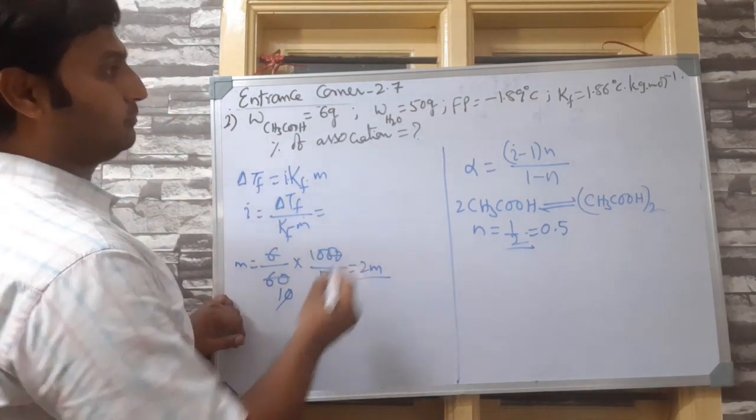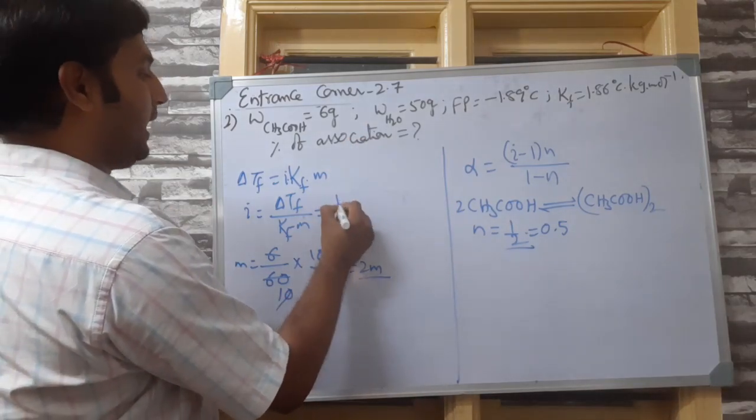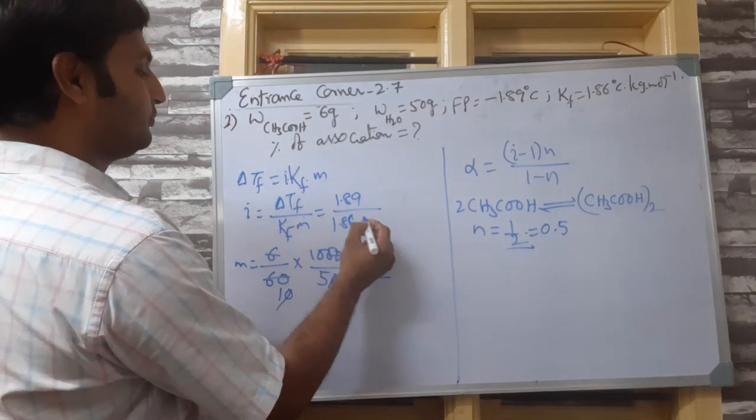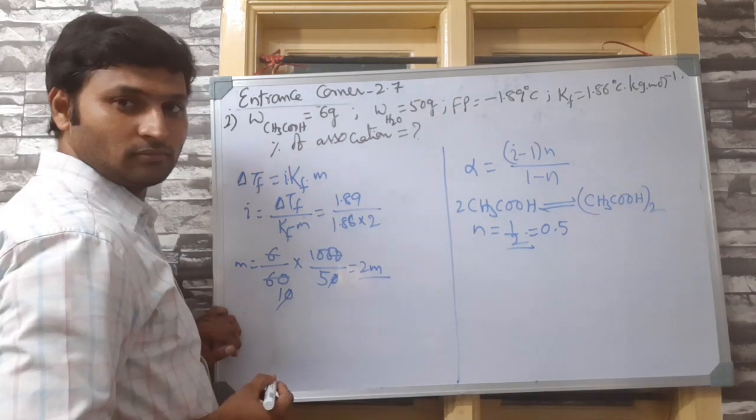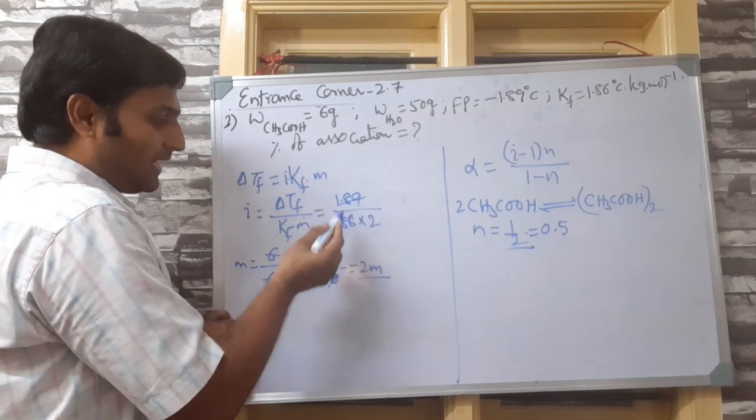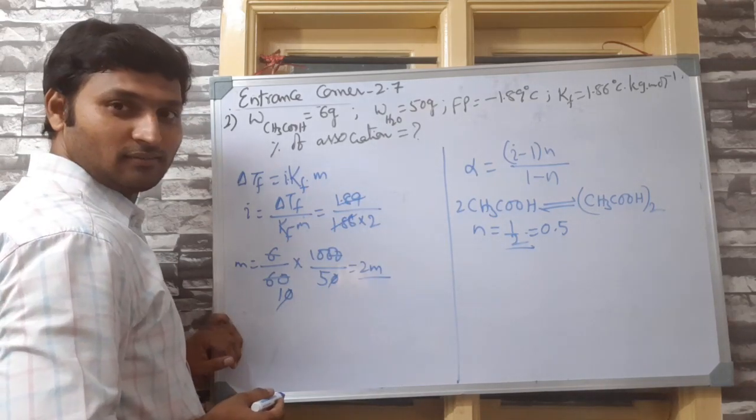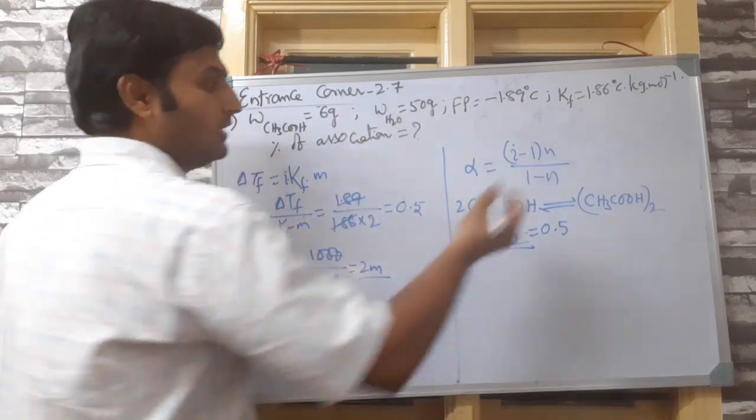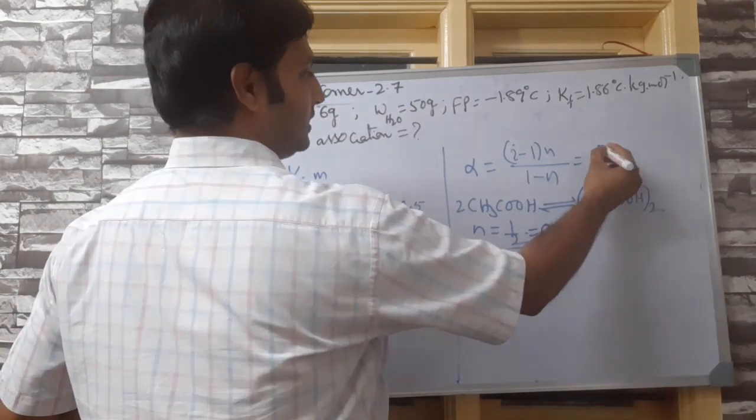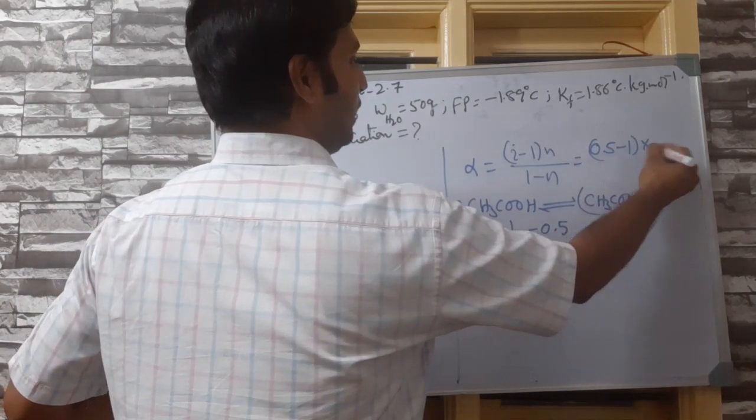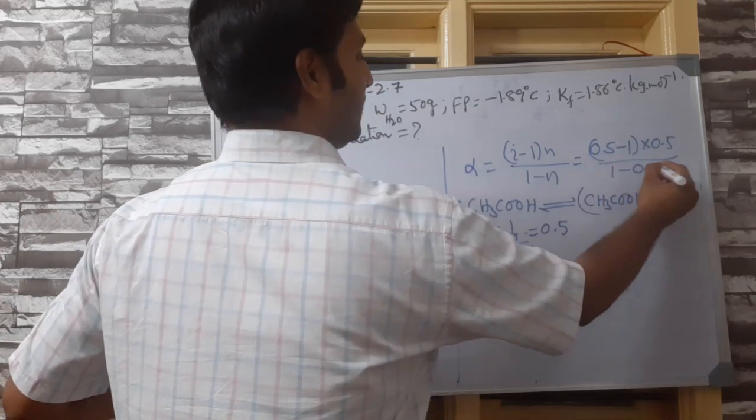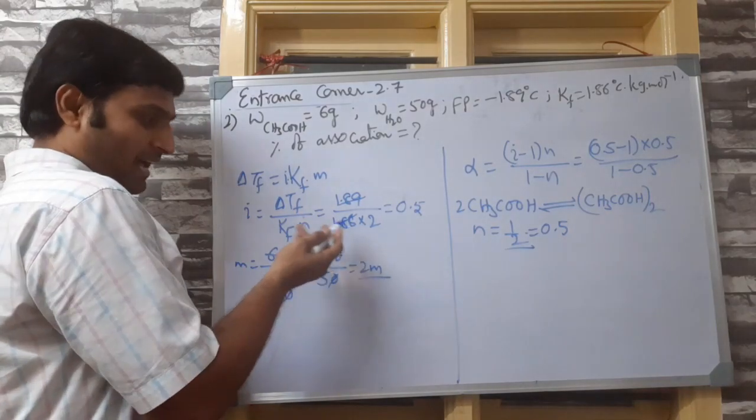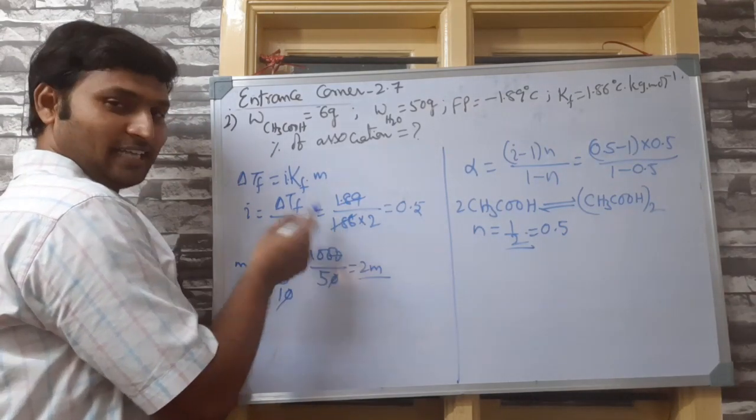Now substitute it here. See, delta Tf observed to be 1.89 divided by Kf, which is 1.86, into molarity, which came 2. Now 1.89 and 1.86 are very close to each other. So i is 1 by 2, half. Now substitute here. n is half, we have already established. So (half minus 1) into half by (1 minus half). You will get, see, here I have rounded off, I agree, 1.89 by 1.86 I have not done accurately.